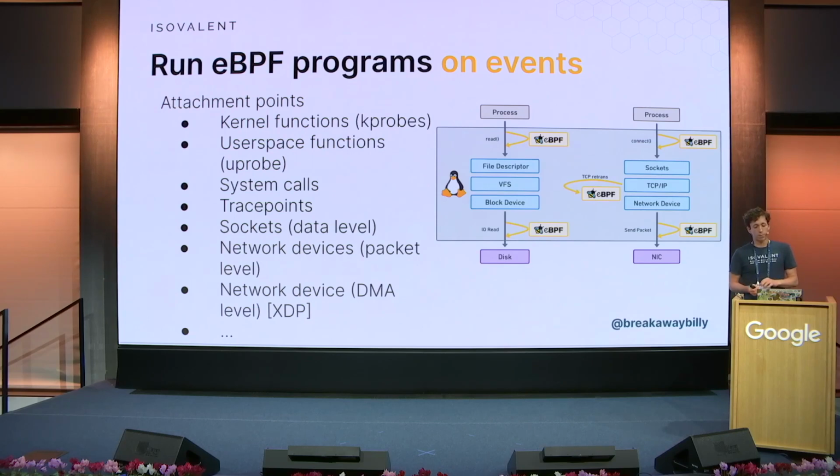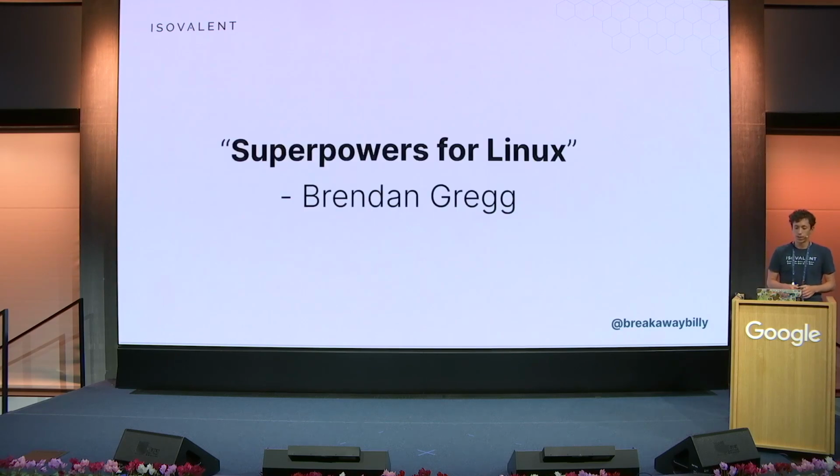So eBPF programs run on events, and this can be lots of different things. So things like kprobes or uprobes, system calls, trace points, basically anything that's calling into the Linux kernel, you can hook into with eBPF. So the kernel is seeing everything that's going on, and eBPF can hook into that and act on that happening. And as Brendan Gregg coined, this is kind of like superpowers for the Linux kernel, right?